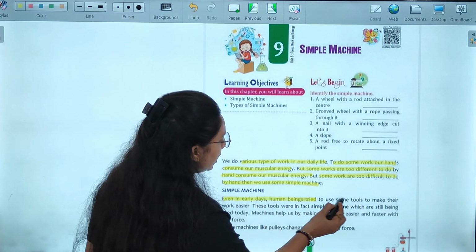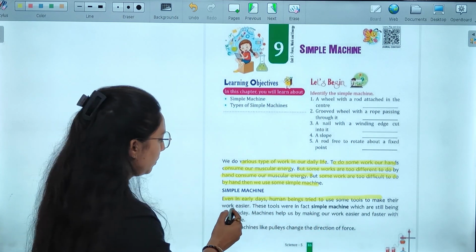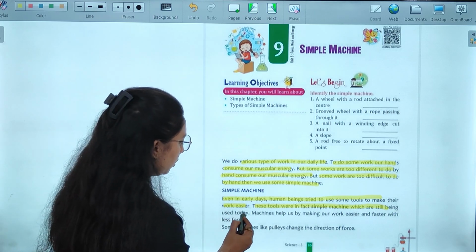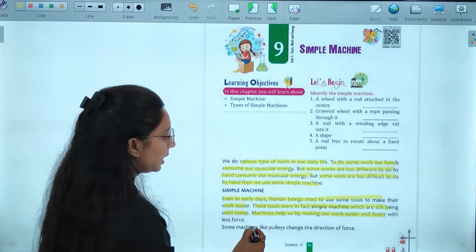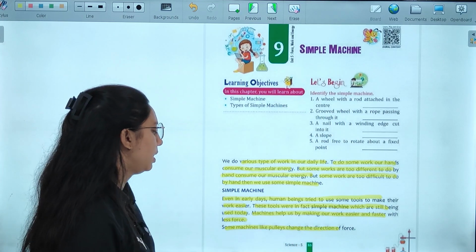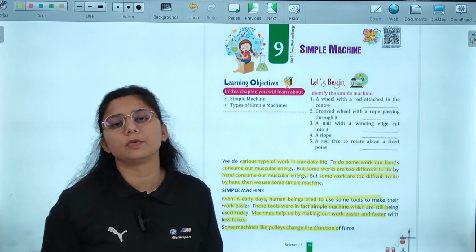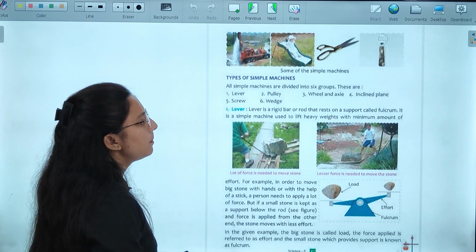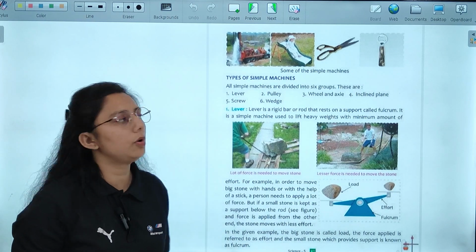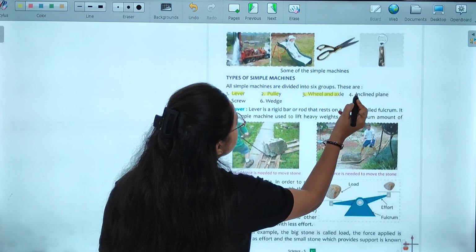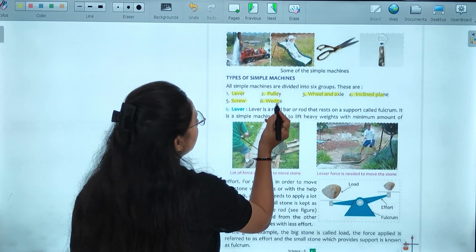Even in everyday life, human beings try to use some tools to make their work easier. These tools are in fact simple machines which are still being used today. Machines help us make our work easier and faster with less force. Some machines like pulley change the direction of force. Now, we have divided simple machines into 6 groups: lever, pulley, wheel and axle, inclined plane, screw and wedge.